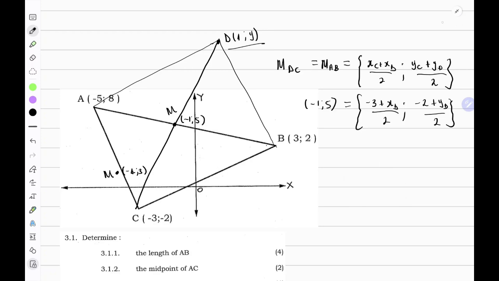The same can be done with the y coordinates. So for the y coordinates, we see that 5 should be equal to negative 2 plus YD over 2. Once again, we can cross multiply. 2 times 5 is 10, which is equal to negative 2 plus YD. Therefore, YD should be equal to 12. So I'm just going to replace y with 12. So the coordinates of D are 1 and 12.